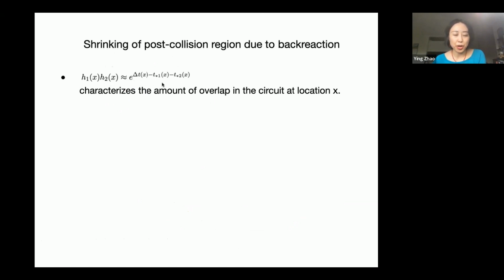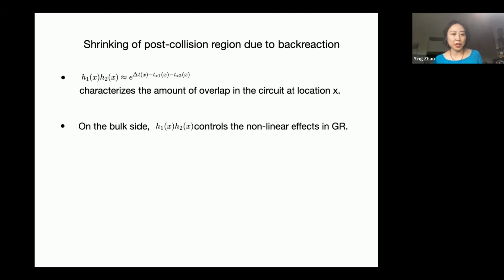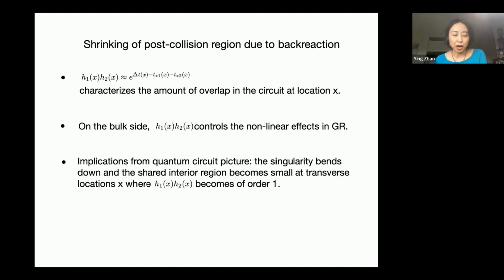In higher dimensions, you have some power law here. But the crucial thing is that it depends exponentially on this combination. And this quantity characterizes the amount of overlap. So this quantity has a meaning in the circuit model. It characterizes the amount of overlap in the circuit at location x. And on the bulk side, this product controls the nonlinear effects of GR.